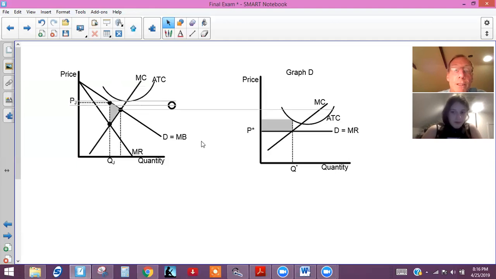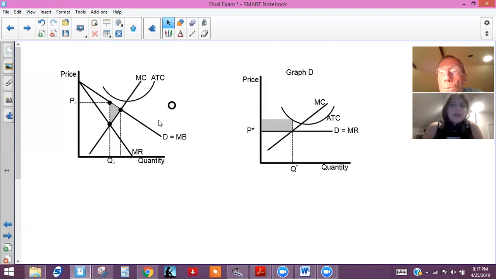Does that make sense? Okay, now, what if? Now, well, first of all, how is this firm able to operate even though they're making a negative profit, or they're suffering an economic loss? How are they able to do that?